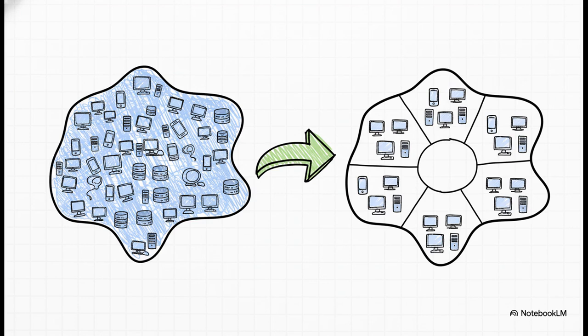Now, big organizations, they can't just plug thousands of computers into one giant network. That would be absolute chaos. So what they do is use a technique called subnetting. It basically lets them take their huge block of IP addresses and chop it up into smaller, much more manageable subnetworks, like one for the engineering department, one for sales, and so on.